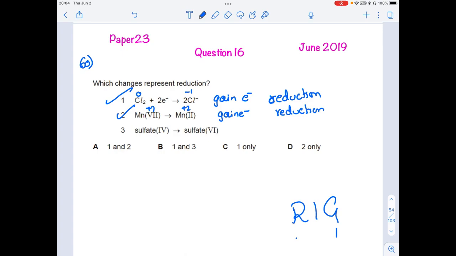Option 2 is correct. Option 3: this is +4, it became +6. This is loss of electrons, which is oxidation. OIL: oxidation is loss of electrons. So this is oxidation. So only options 1 and 2 are correct, which is option A.